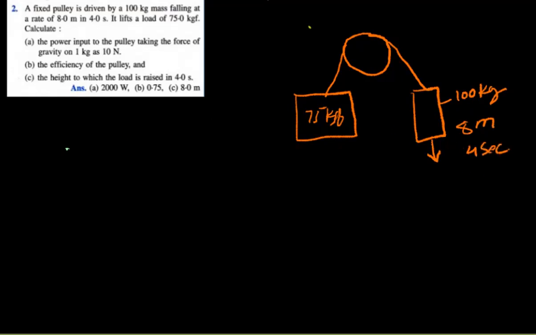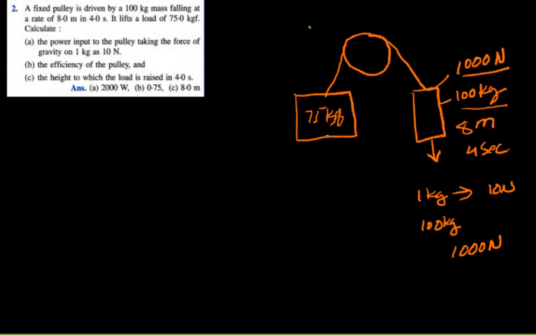Now we have to calculate first one, the power input of the pulley taking the force of gravity on 1 kg as 10 newtons. So we can take the mass over here. For 1 kg, the force required is 10 newtons. So for 100 kg, the force required will be 100 multiplied by 10, which will be equal to 1000 newtons. So the effort over here is 1000 newtons.